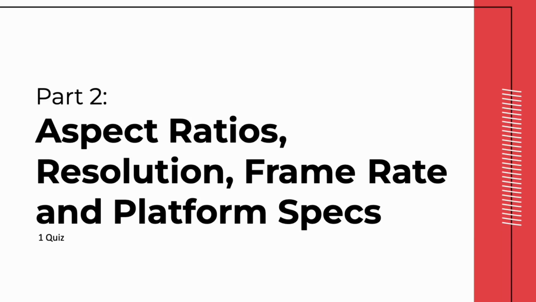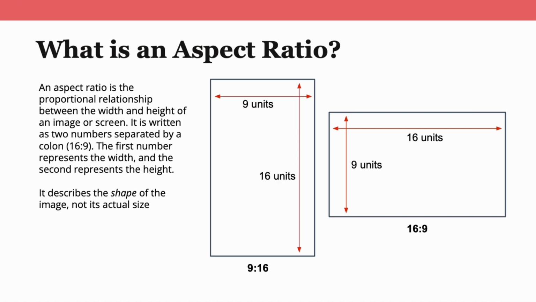Part two, where we'll be looking at aspect ratios, resolution, frame rate, and platform specs. Let's start with what is an aspect ratio. Aspect ratio describes shape, not size. So instead of using a measurement term like inches, it thinks as units. It is listed with the width and then the height separated by a colon.